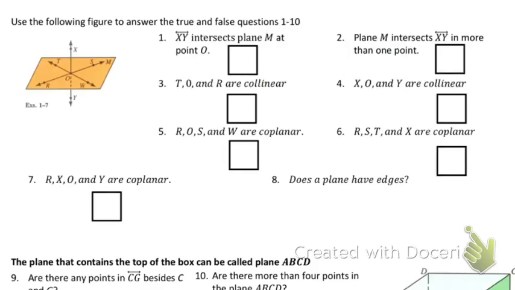True-false, 10 questions. So this one says line XY intersects plane M at point O. So we already said that a line intersecting a plane only intersects at a point. So we look at XY. Does it collide with the plane at point O? True. It is true.